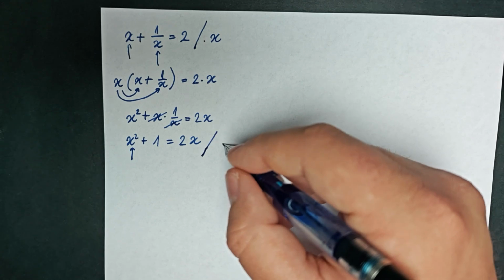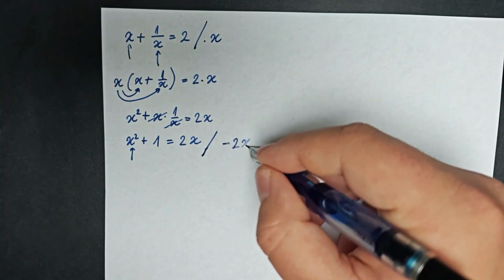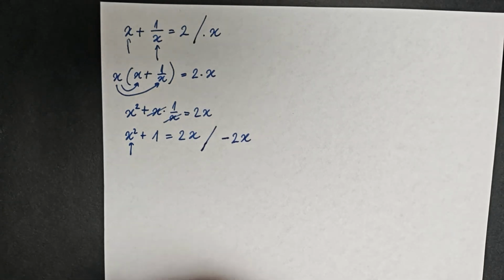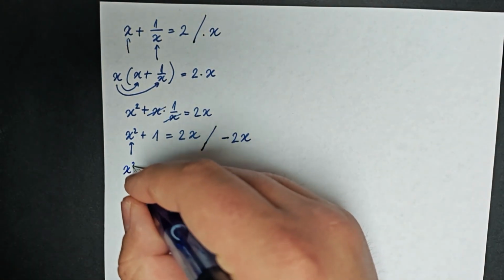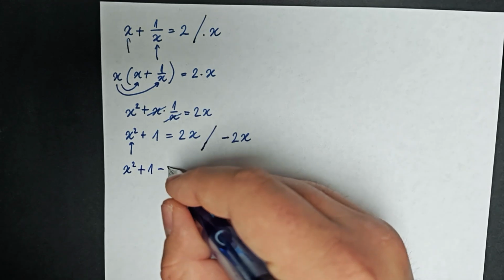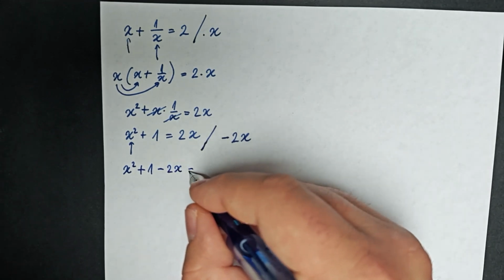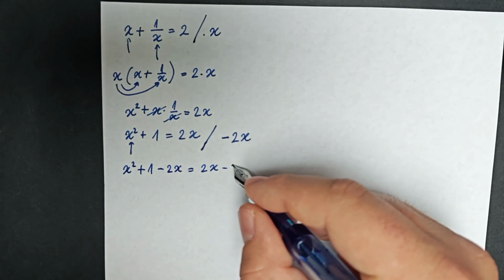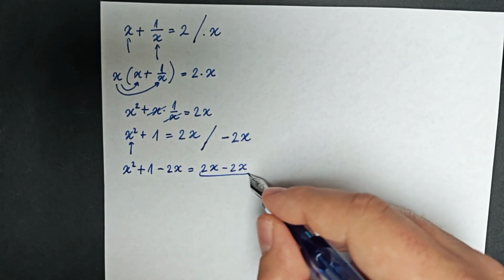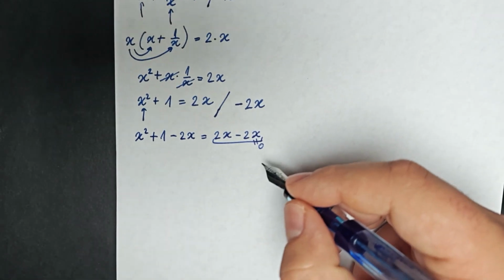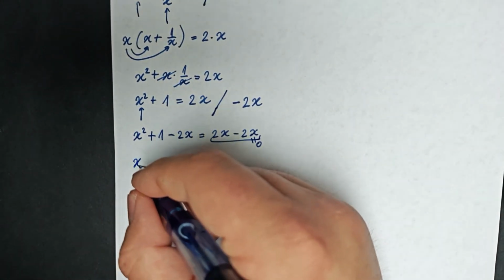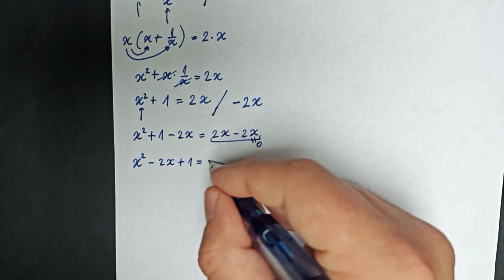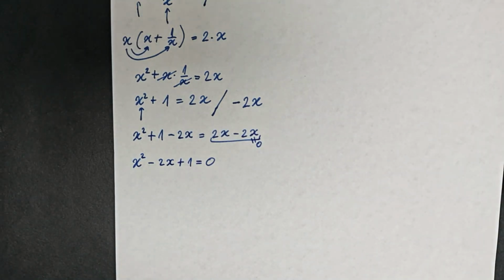And that is going to be done by subtracting 2x from an entire equation. Then on the left side of the equation we have x squared plus 1 minus 2x. That is equal to, and on the right side of the equation we have 2x minus 2x, which is equal to 0. So our equation then becomes x squared minus 2x plus 1 is equal to 0.